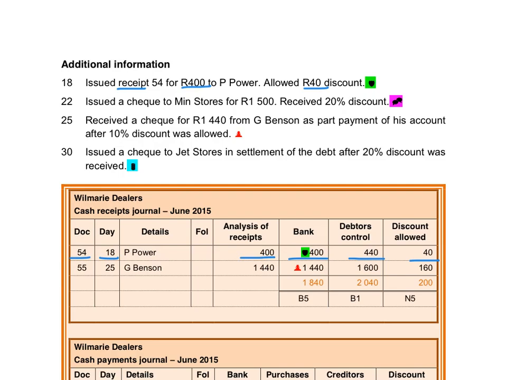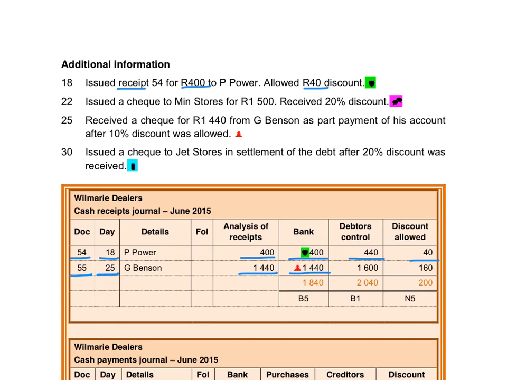On the 25th, we received a check for 1,440 as part payment of his account after 10% discount was allowed. So the next receipt number will be number 55. On the 25th, we will indicate that the amount received in the till was 1,440. At the end of the day, we transferred it to the bank.